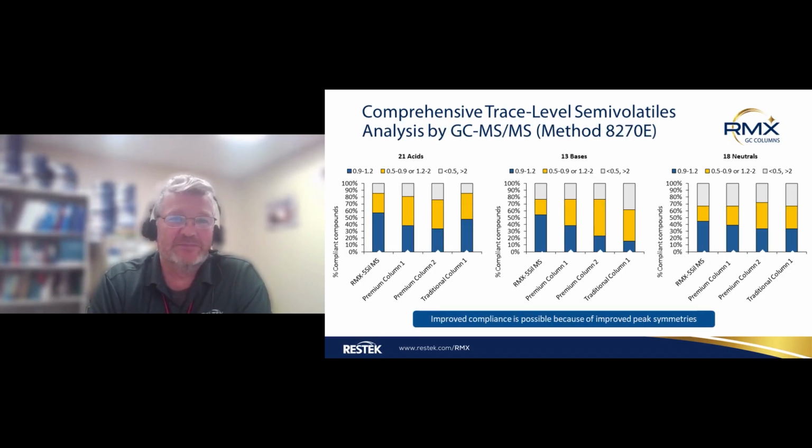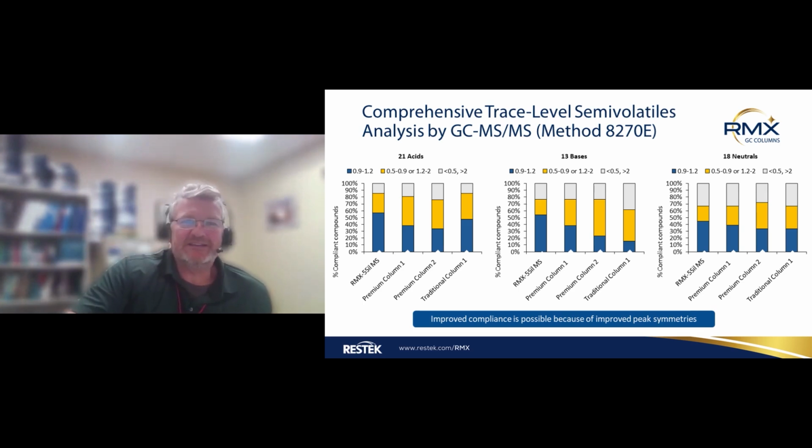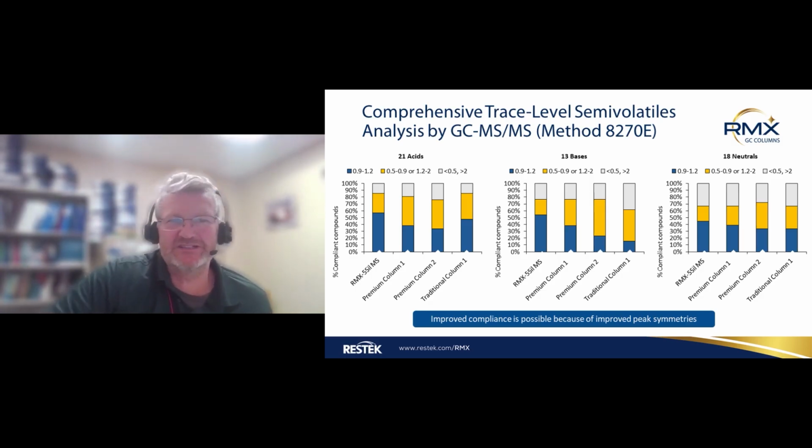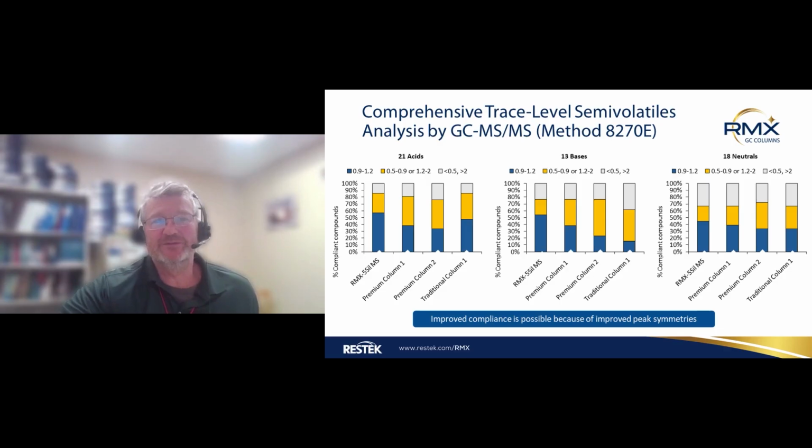So, one of the things we've had questions about is, well, maybe you acidified the column. And if you acidified the column, then your acids will look really good and your bases will suffer. But overall, the column might actually, on average, look better than everyone else's. And that's not the case. The more neutral you can make this column, the better it will perform for both acids and bases. And that's what we see here.